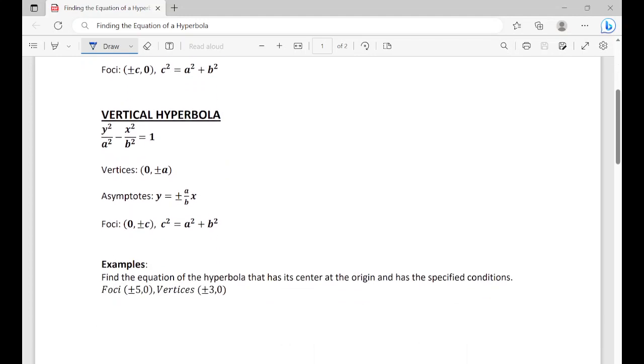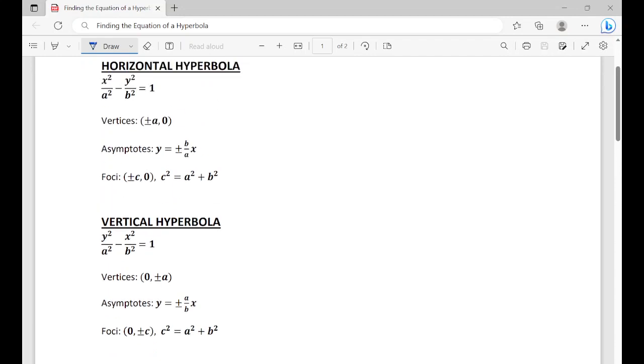For a vertical hyperbola, it's similar to the original one. You can see both at the same time, except the x's and y's have switched. Vertices this time are at 0, ±a, slant asymptotes at ±(a/b)x, and the foci are at 0, ±c, with the same c squared equation to get that if you know a and b.